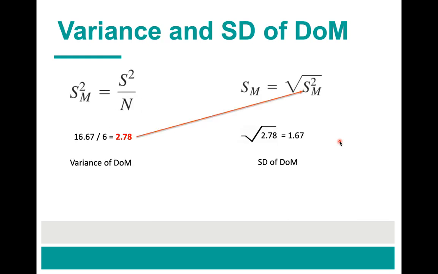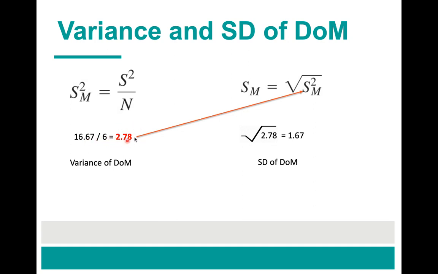So we have 2 simple formulas for that. The variance of M, the variance of the distribution of the mean, which we take from our sum of squares table, 16.67, and we divide by n, not n minus 1. We divide by n. So 16.67 divided by 6 gives me 2.78. We're just pulling over our variance and dividing by n.